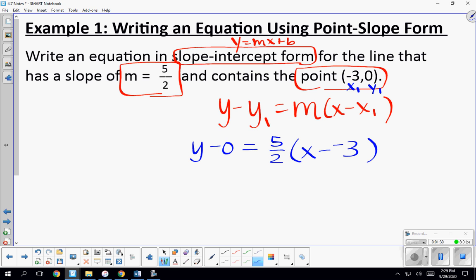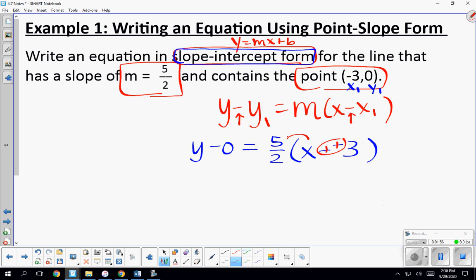This is called point slope form. The question, though, wanted me to put this in y equals mx plus b. So we do need to simplify this and get y by itself. If you notice here, we're going to have some minus a negative, so that becomes plus a positive. That's going to happen every time. The negatives in this formula change the sign of whatever this number is. So keep that in mind for the next example.